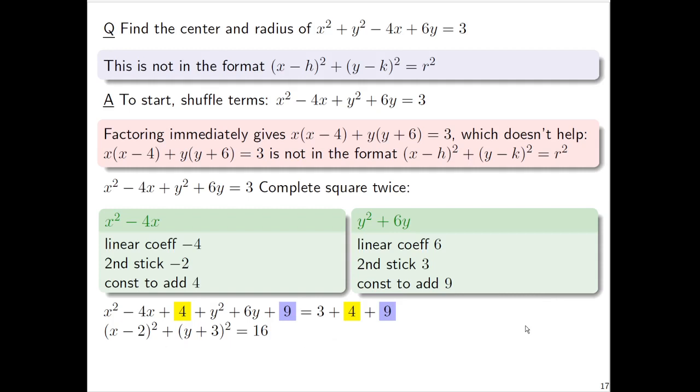Instead, what we have is very much in the form of a general equation for a circle. It's shown in the blue box at the top. So we have the center is 2 comma negative 3. That number 16 isn't r. That number 16 is r squared. So r is root 16, in other words, 4.